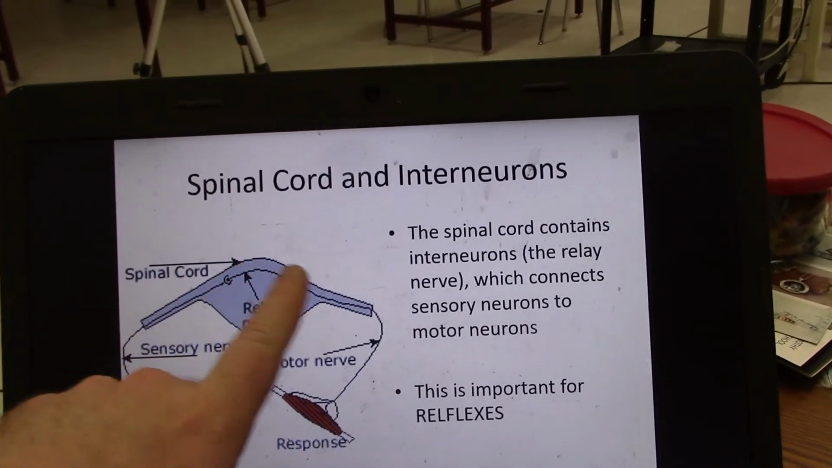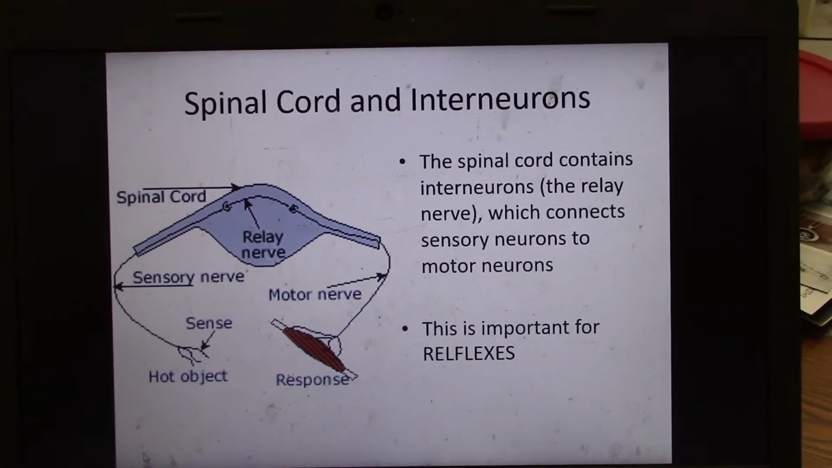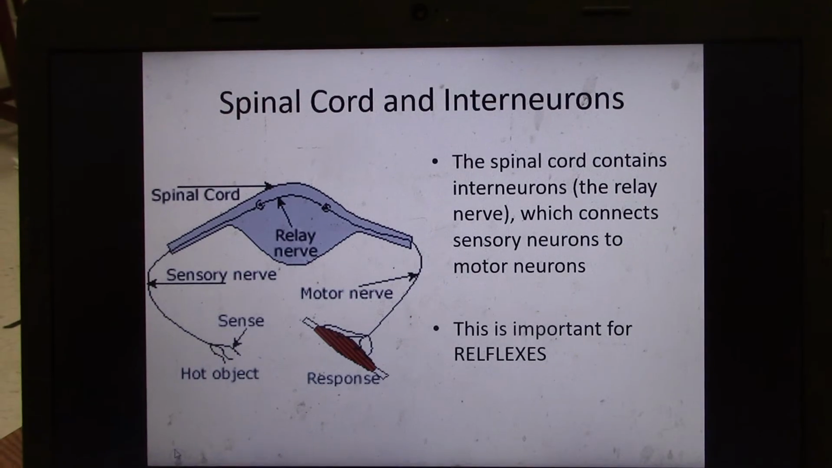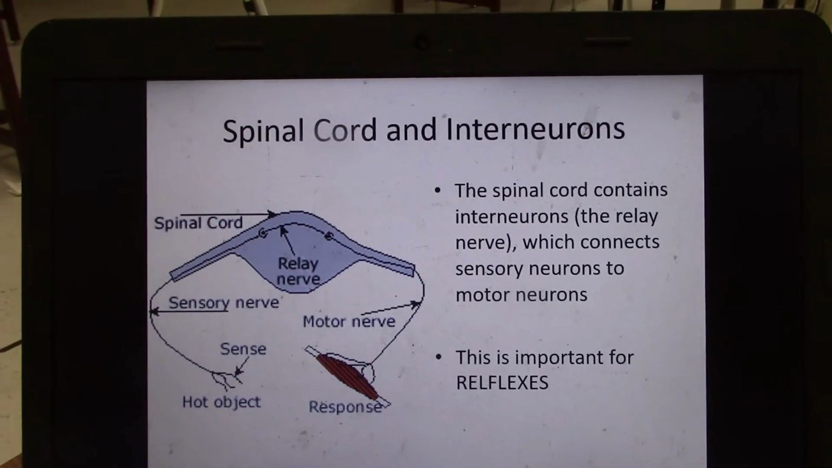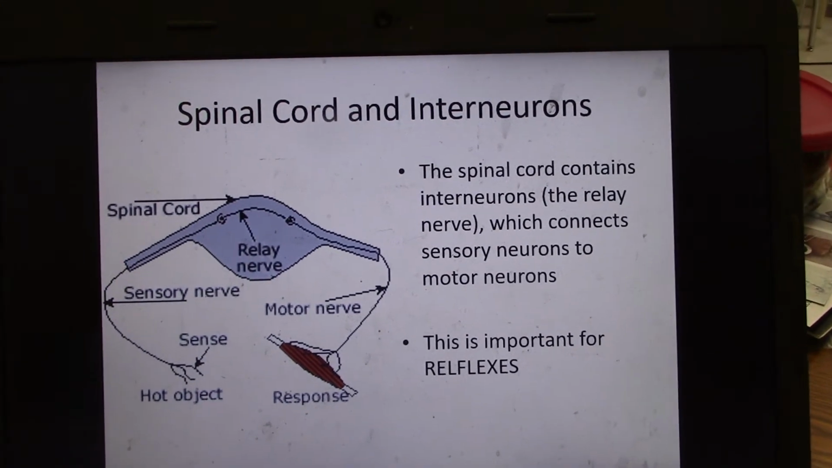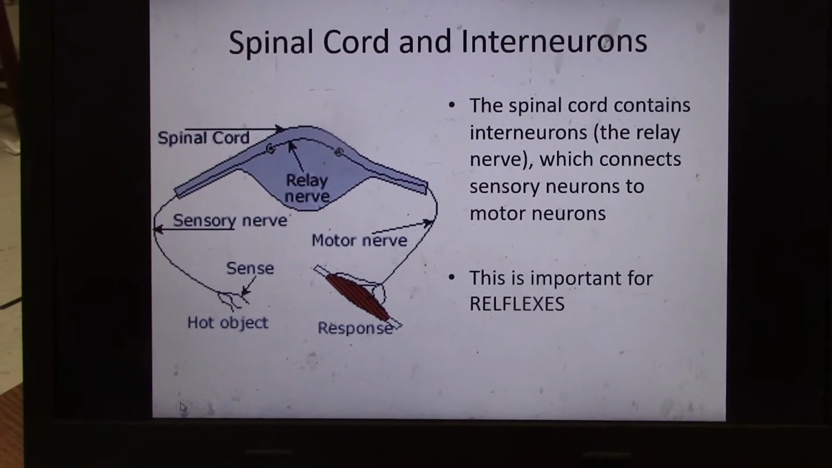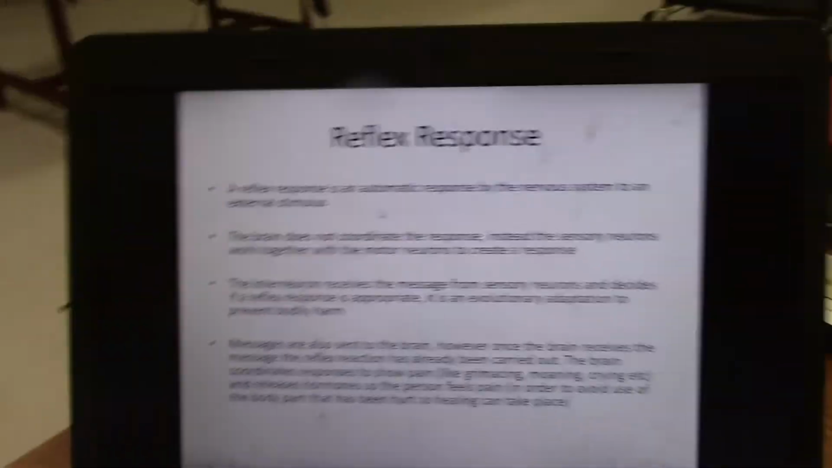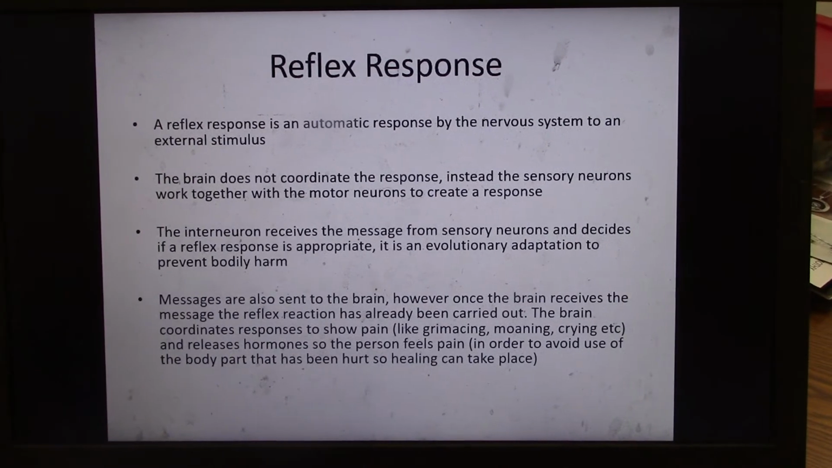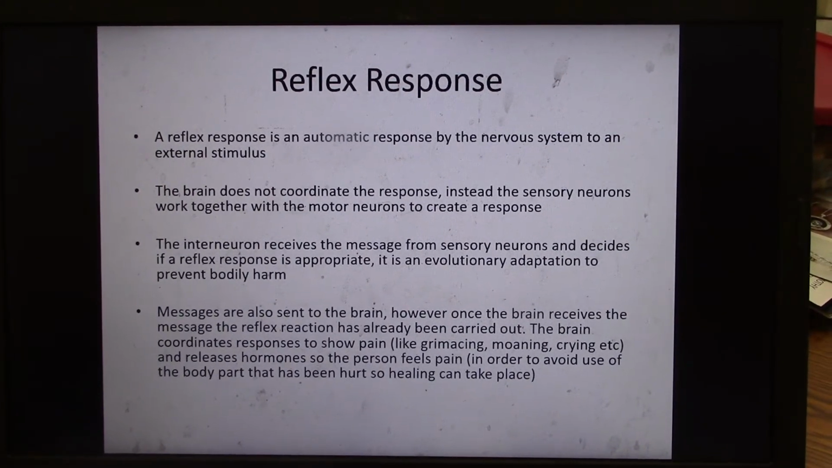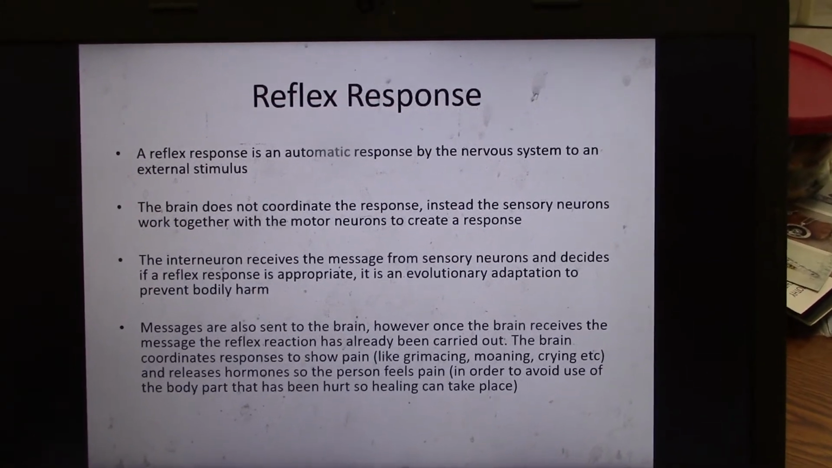This is not a conscious decision either. I don't have control over whether or not a reflex happens. So that's kind of the key thing about a reflex, is they're like inborn protective mechanisms that our spinal cord has. They're an adaptation. Right, so the reflex is an automatic response by the nervous system to an external stimulus. The brain does not coordinate the response. All right, so that's key.